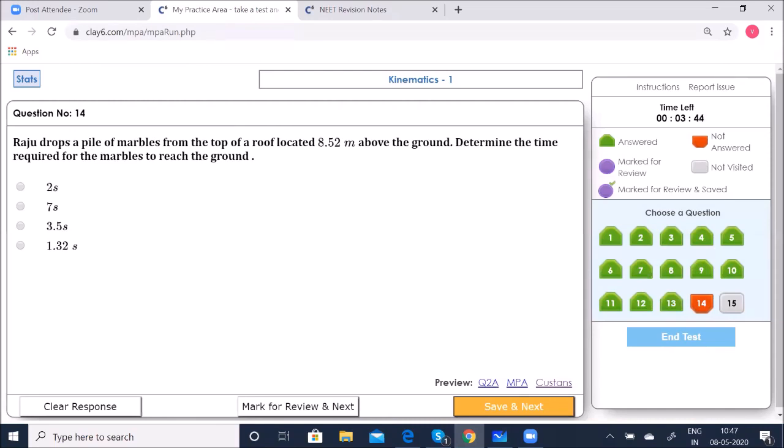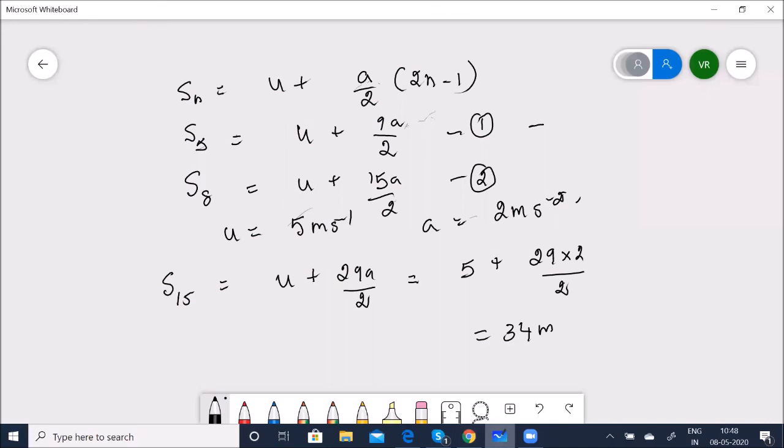Raju drops a pile of marbles from the top of a roof located 8.52 meters above the ground. Determine the time required for the marbles to reach the ground. Okay. Let's solve. So we can use the formula S is equal to UT plus half AT square. Okay. UT plus half AT square.